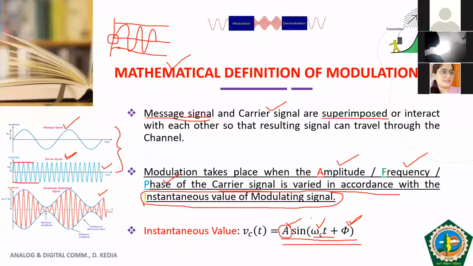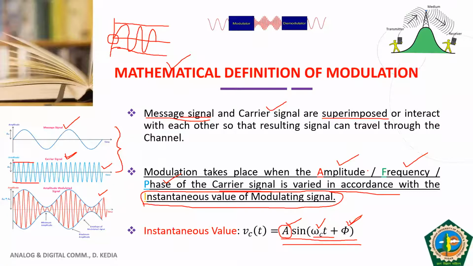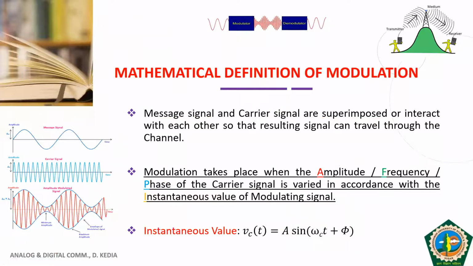Okay, what I want to say here is that we will be changing the characteristic of the carrier by the instantaneous value of the modulating signal. So what does it mean? Let me explain to you. See, this is our message signal. And I hope you know the meaning of instantaneous value.